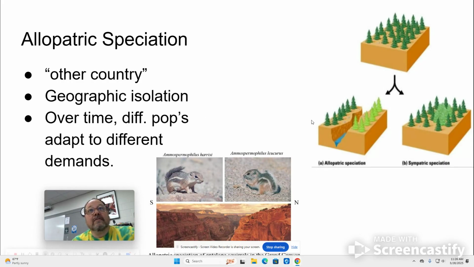So again, the idea of allopatric speciation is you have this original ancestral population, and then some sort of physical barrier emerges, and then over time populations adapt in different ways to those different environments, and the populations become sufficiently different to be reproductively isolated, and we've got new species.